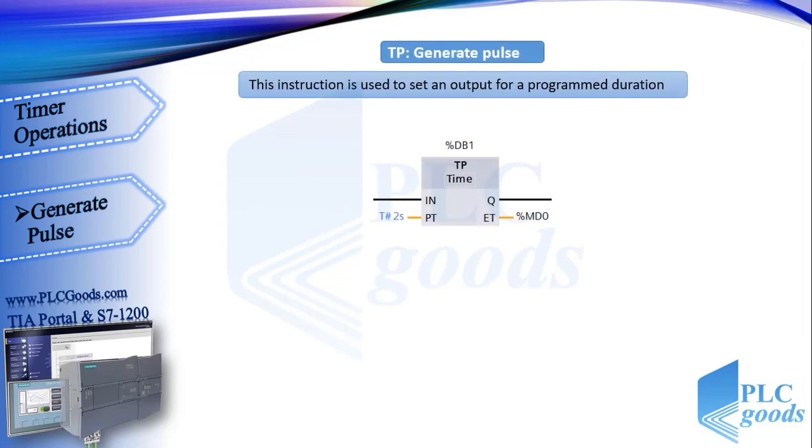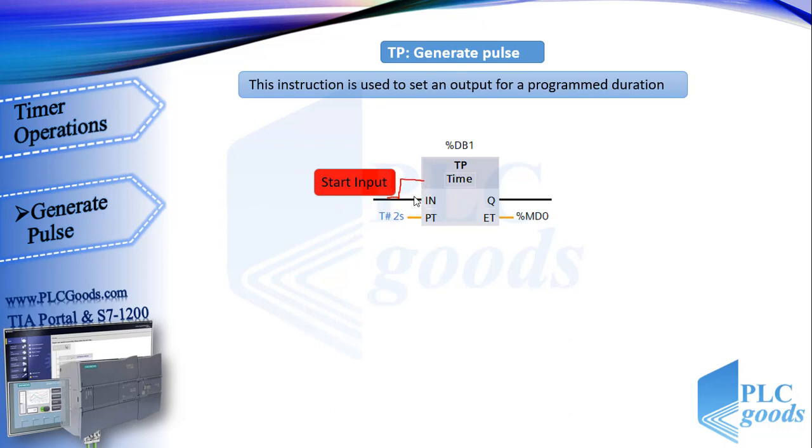Alright, this is the ladder symbol of the generate pulse timer. This instruction is used to set an output for a programmed duration. Here is its first input. This timer will run and generate a pulse if the RLO at this input changes to 1. Generally this block needs a signal like this to generate a pulse.